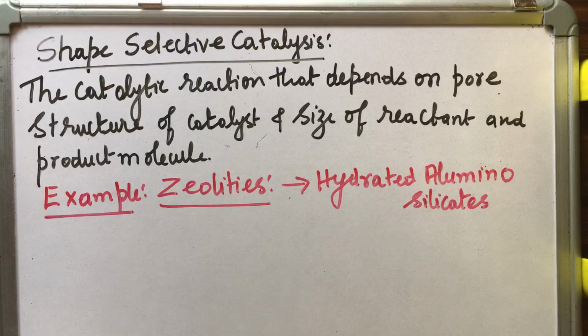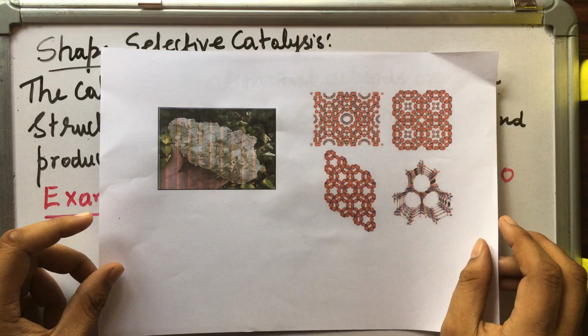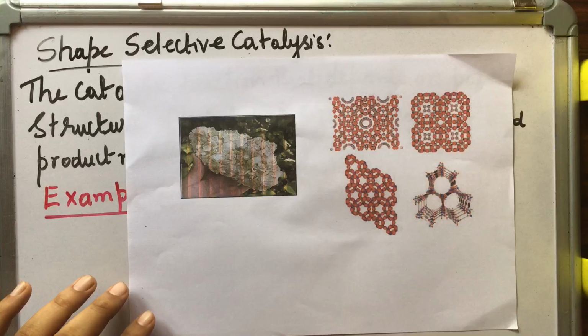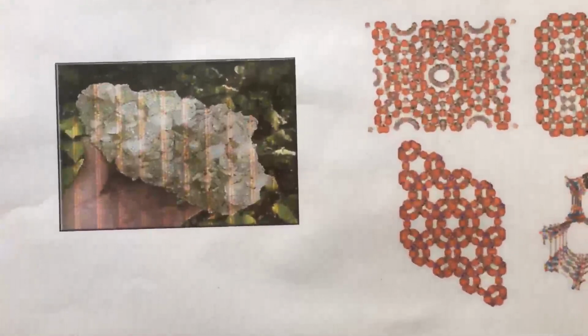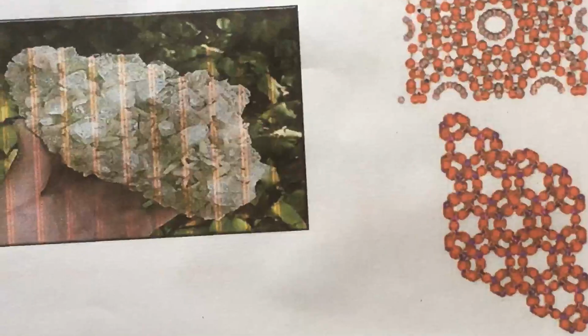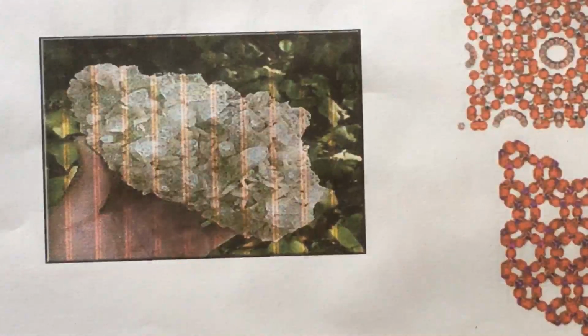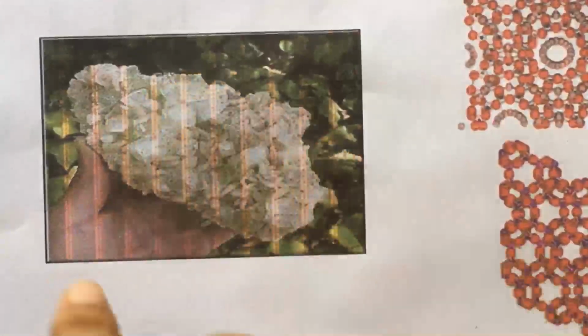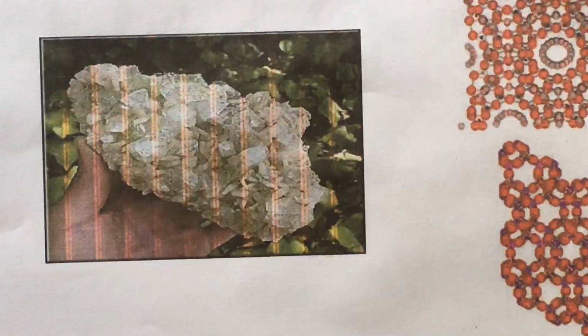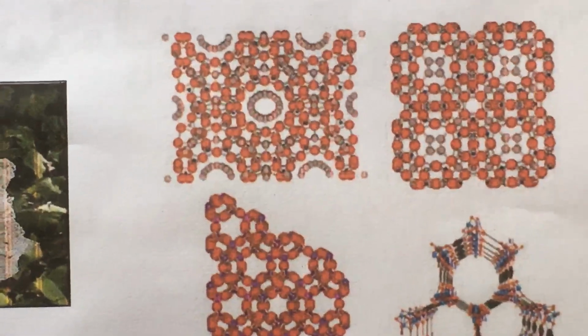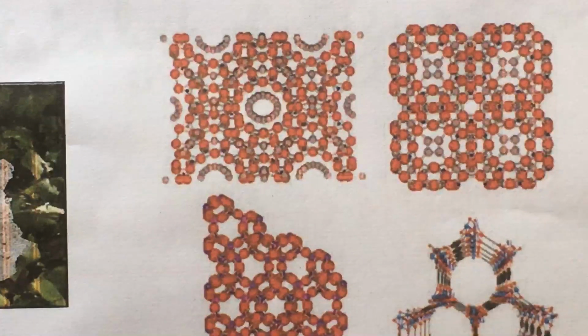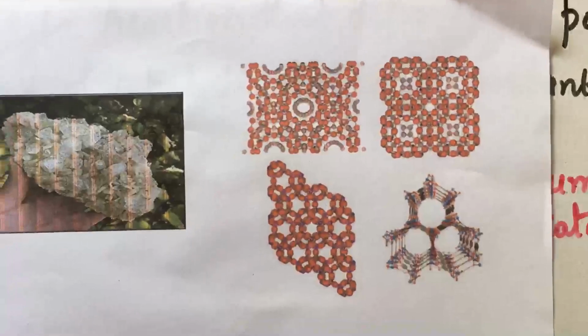Is it clear, students? Now let me show you the diagram of this. Can you see, students? This is called a honeycomb structure. Zeolites have a honeycomb structure. This is one of the structures, and you can see all these things. This looks like a honeycomb, so we call it a honeycomb like structure.